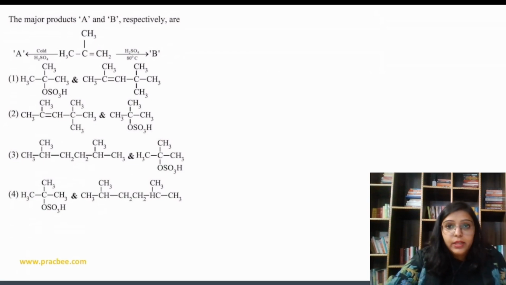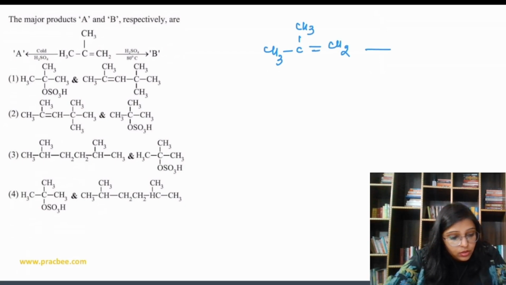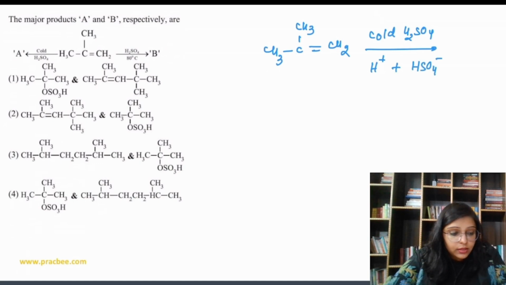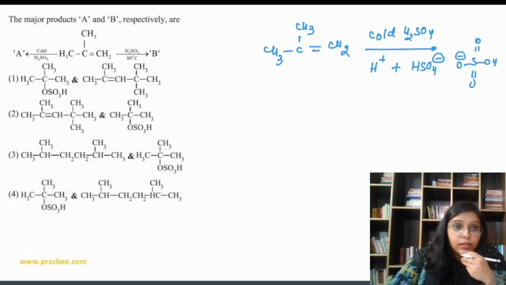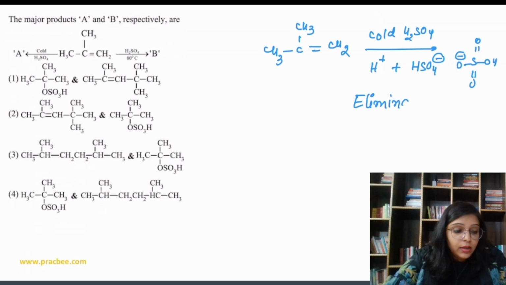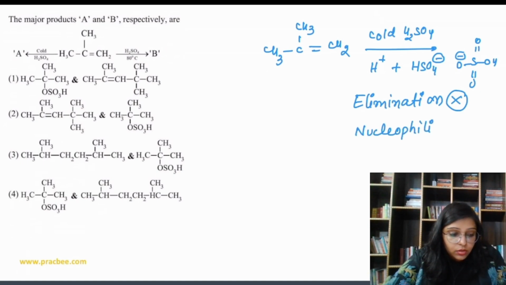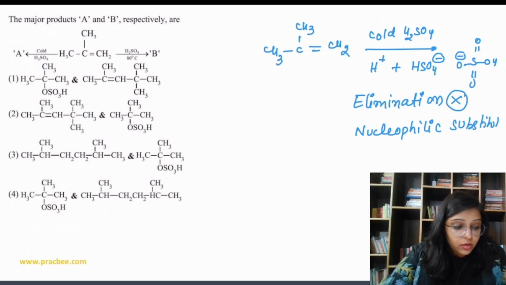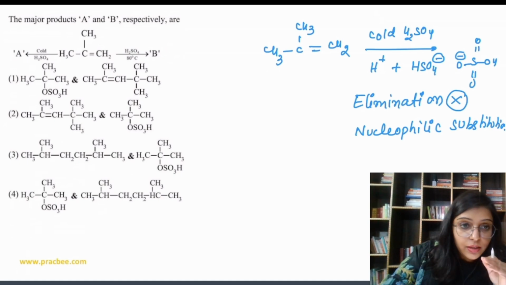The major products A and B respectively. So we have CH3, CH3, double bond CH2. So first is the cold H2SO4. Cold H2SO4 means we can say H plus and HSO4 minus. HSO4 minus is this, as double bond O, OH and O minus. So in cold H2SO4, elimination won't happen. We are going to do nucleophilic substitution because the condition is cold. Elimination happens if you provide heat energy.